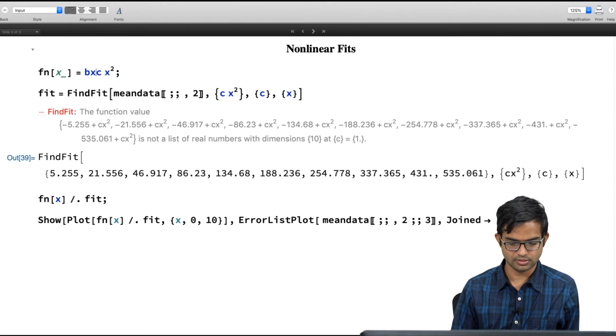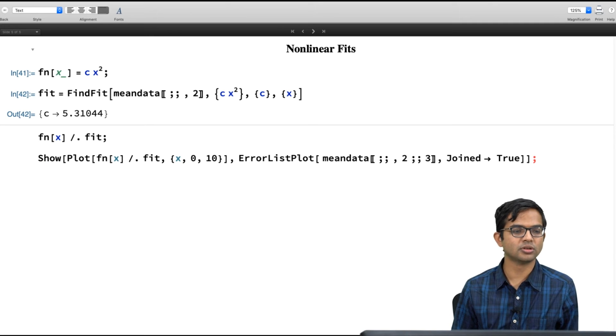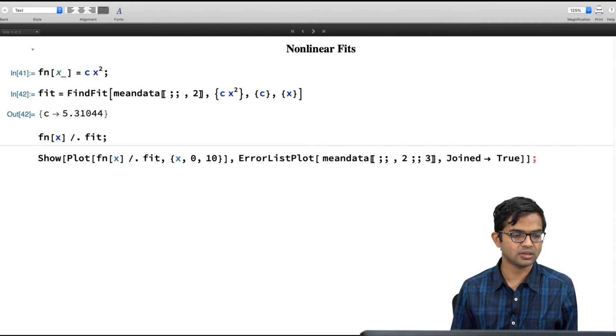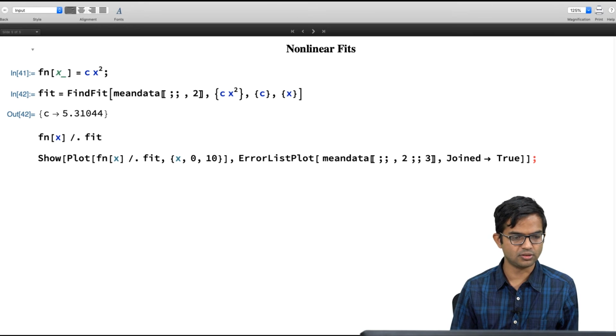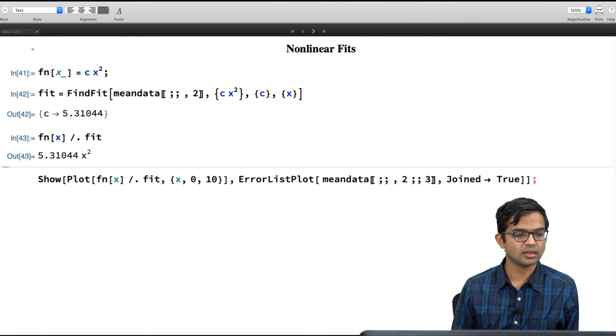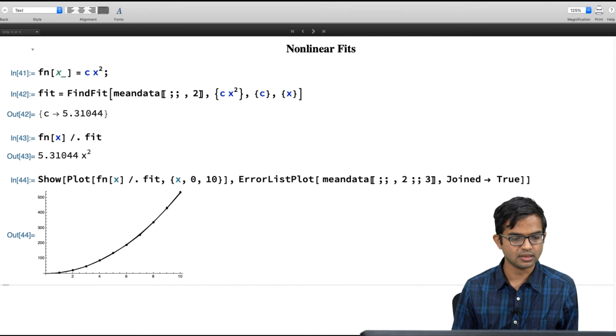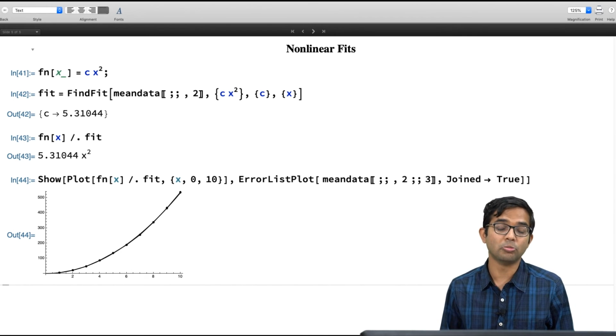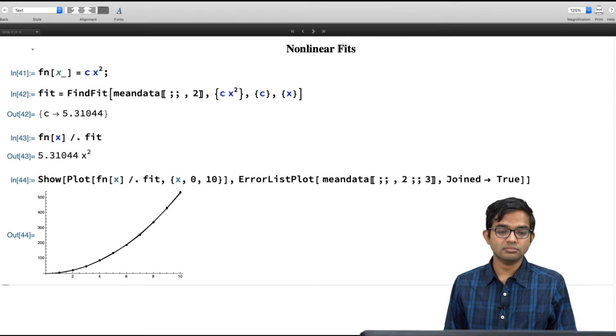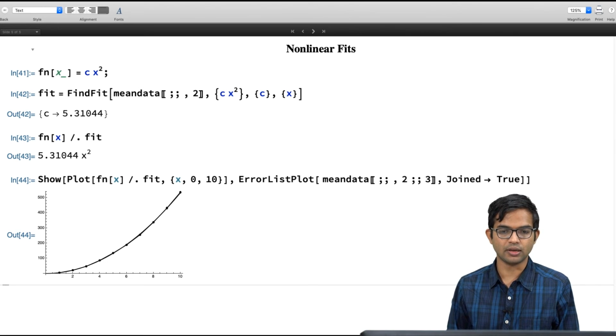Let's also clear this. Okay, there you go. So it's giving us 5.3, which is what we had from the earlier method also. So now you have to use this syntax: use the number which has come out of this fit, in this function fn of x, and there you go. So then we can plot all of this, and it's not at all a surprise that the fit will sit on top of the experimental data, the raw data that we have.